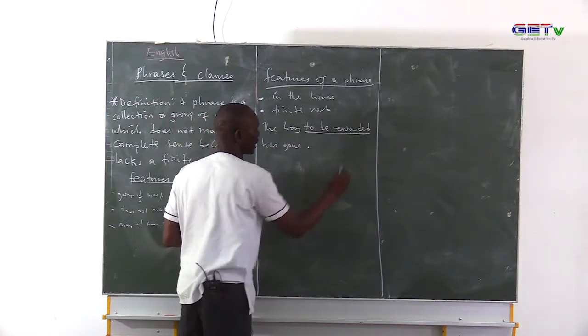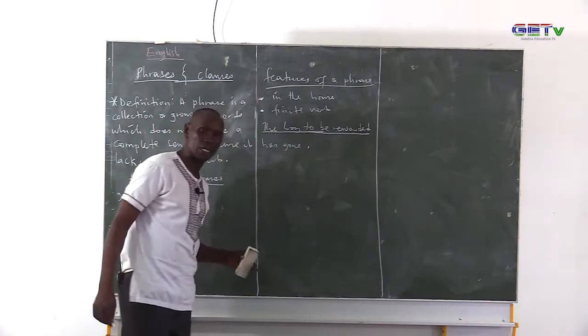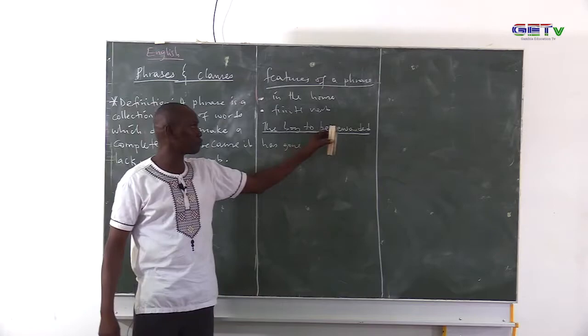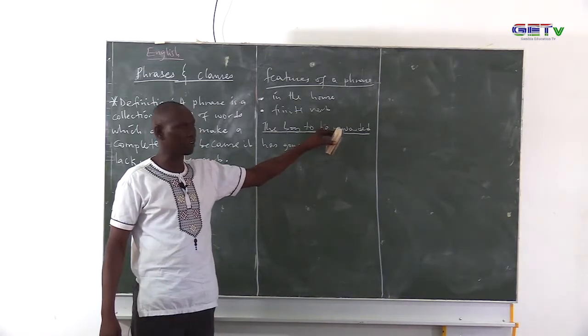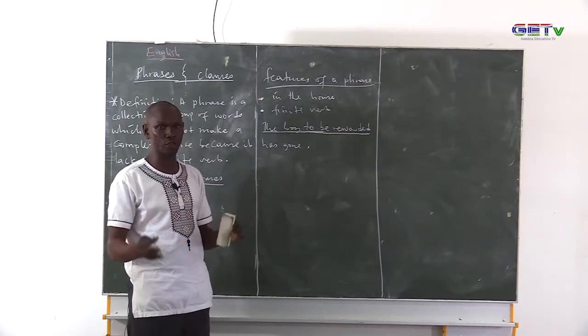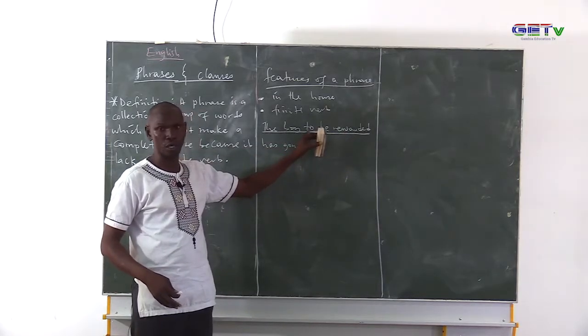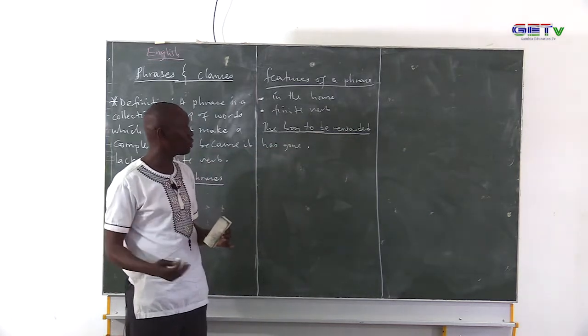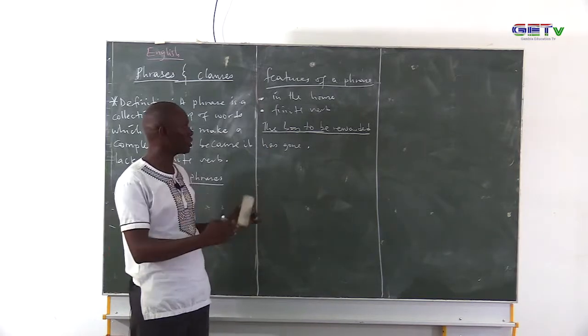To be rewarded is underlined. Or even if you underline the entire thing, "the boy to be rewarded has gone". Here we have two verbs, be and rewarded. Be is acting as an auxiliary verb, and rewarded is acting as the main verb. But if there was no "to", the verb could change to reward or rewards. With this, it cannot change. So it's a non-finite verb. We'll discuss that in detail.